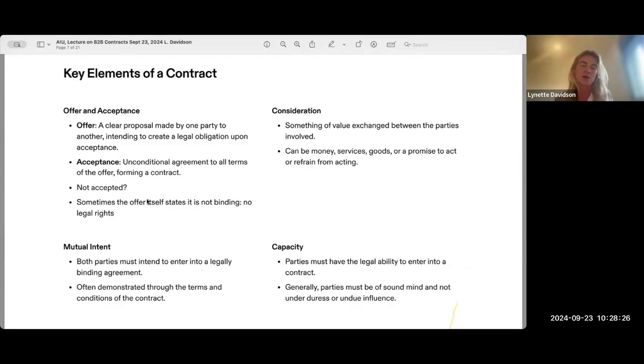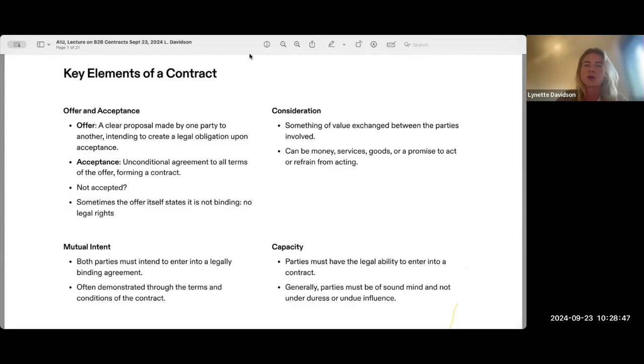This is really important. There must be a mutual intent to enter into an agreement. And this is often demonstrated through the terms and conditions of the contract, because usually the agreement stipulates that both parties are willing to lay down their rights and the terms and conditions through this agreement. That's usually included in the agreement.